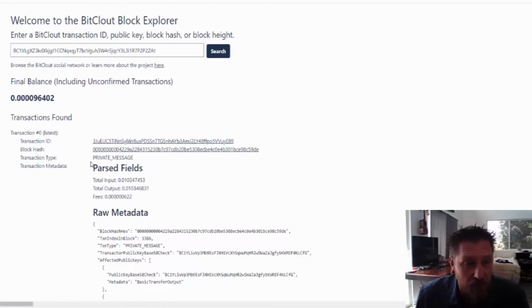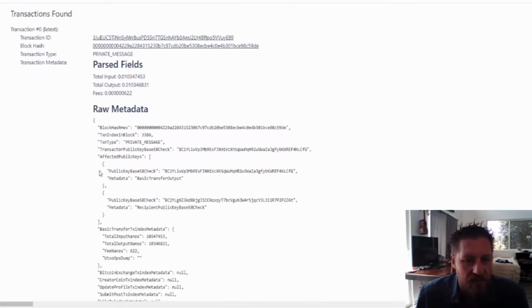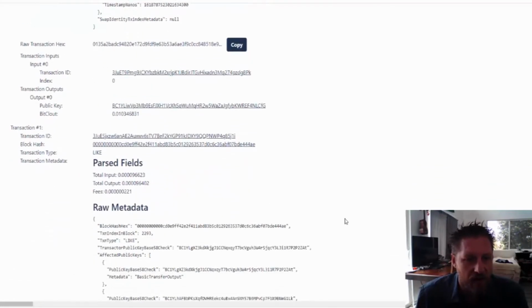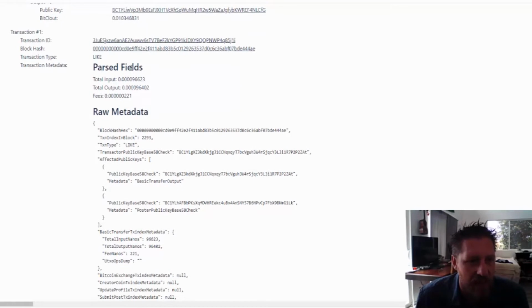For example, this first one that comes up says the transaction type is private message. So this is recording a private message that was sent. You can tell it was sent between this person that ends in CFG and me, right down here as the ZAT. It doesn't give you all the information about what was actually in that exchange, but it tells you that these two people had a private message. Okay, we're going to move on down to the next one, and the next one is a like.